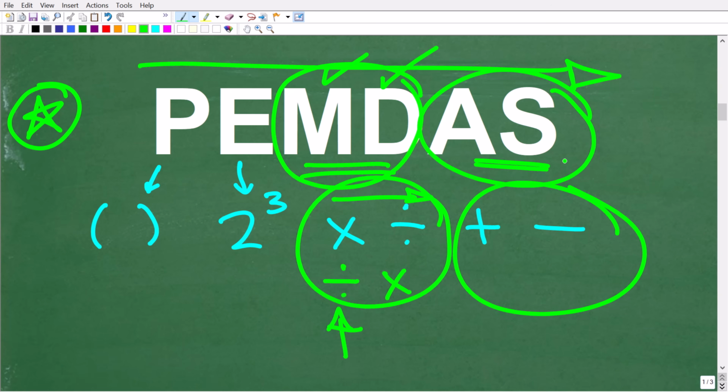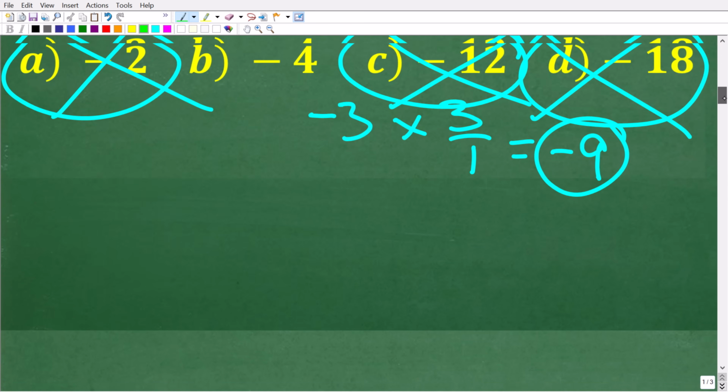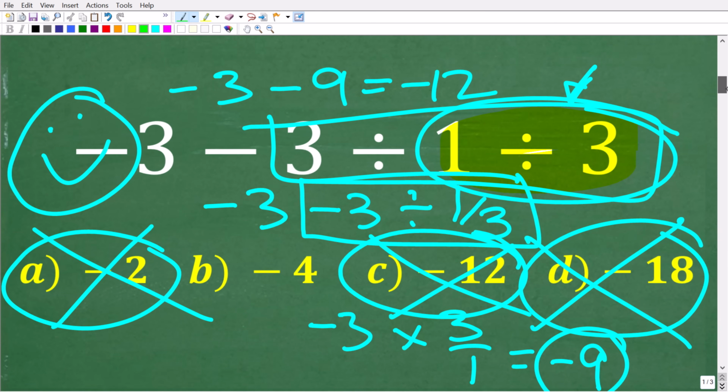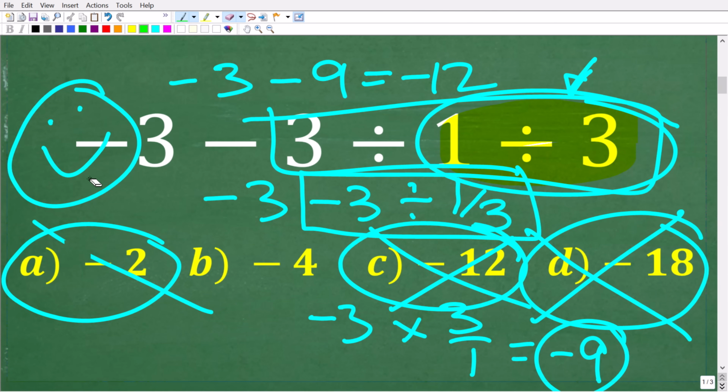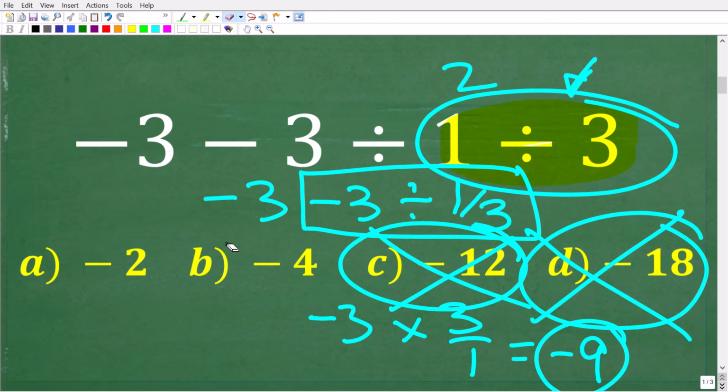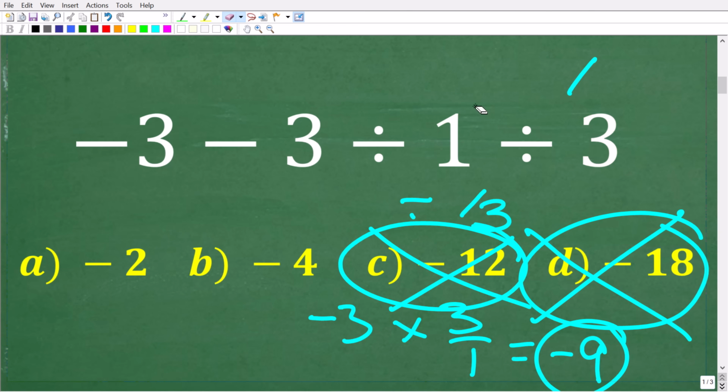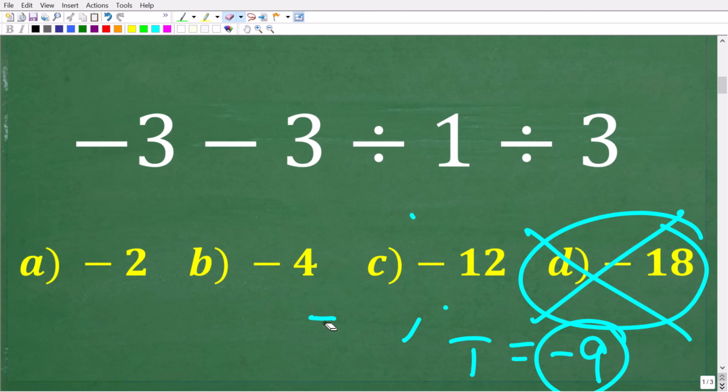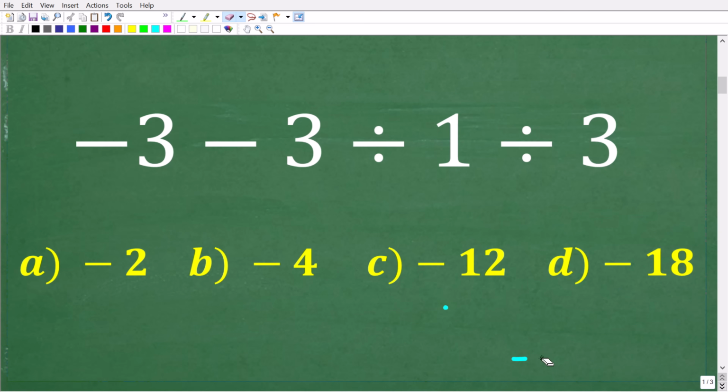Okay, so now that we understand PEMDAS, let's go ahead and apply it to solve our problem. Okay, so let me go ahead and erase all this stuff here so we can focus. So clearly the correct answer is -4, but why is it -4? Well, what we have to do here is follow PEMDAS. So I'll go ahead and write that right here, PEMDAS, so we can kind of follow our little checklist.